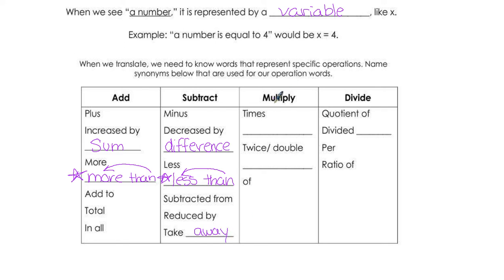So words that represent multiplication, or that we need to multiply, are times, the product, twice, which means times 2. Double, times 2, we need to double a number, multiply by 2. Half, or of. Then we have the division words, which are quotient of, divided by. So 6 divided by 3 equals 2. Per, and a ratio of. So if we see these words, it's telling us what operation we're doing.